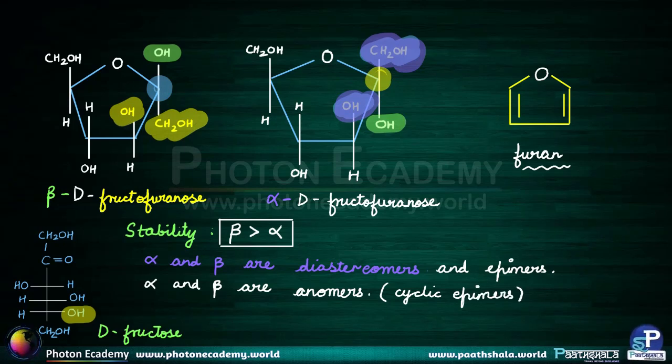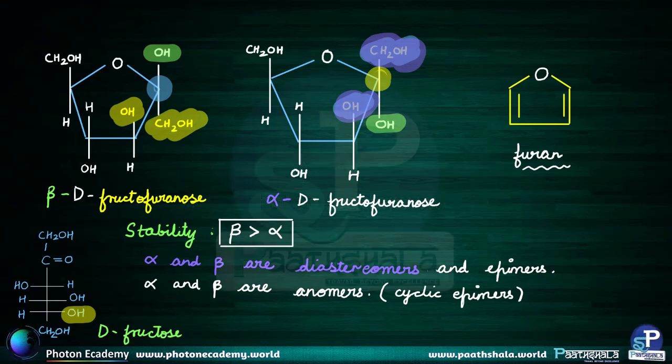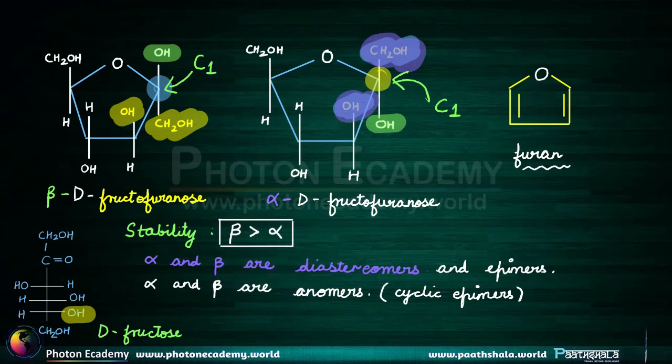And now we can place the anomeric carbon, which makes these two structures differ from each other. It is this particular carbon, the C1 carbon over here as well as over here, and therefore this C1 carbon can be called the anomeric carbon. So let us write here the new fact that we just discovered: the C1 carbon is the anomeric carbon.